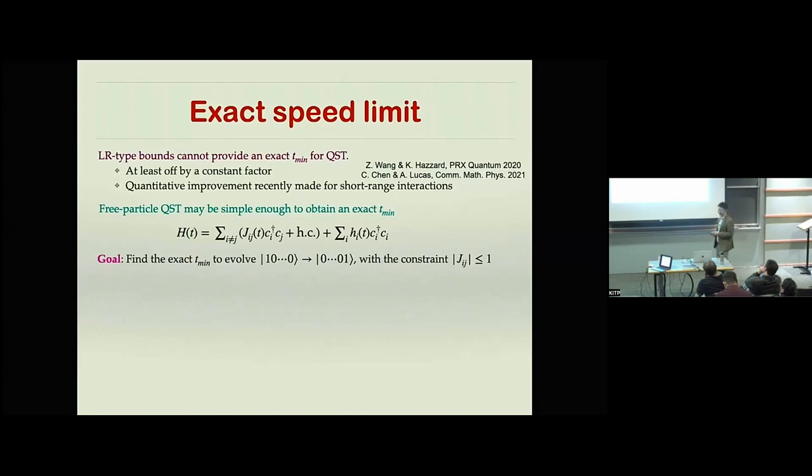Even though this looks simple, it's not a simple problem, because all these controls, the interactions and the field here, are time dependent. You can put arbitrary pulse shapes here. So in general, this is an optimization over infinitely many possible Hamiltonians. Fortunately, we've been able to solve this problem, at least to a large extent, using a method from quantum optimal control theory. This method is called quantum brachistochrone.